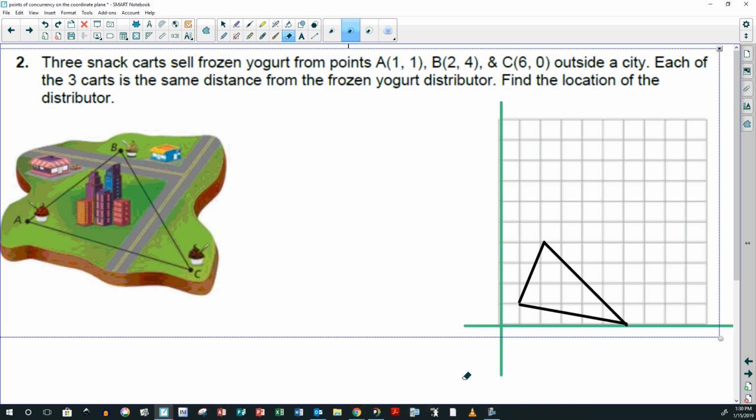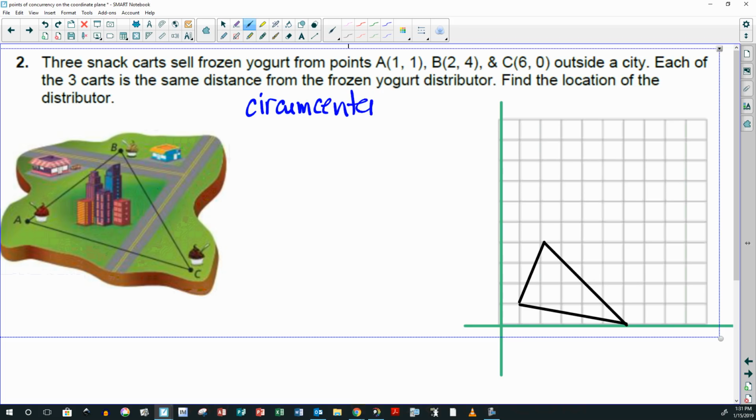All right, this one is going to take a little bit of time. So we have 3 snack carts. They sell frozen yogurt. They're at points (1, 1), (2, 4), and (6, 0) outside of a city. Each of the 3 carts is the same distance from the frozen yogurt distributor. Find the location of the distributor. Well, if I'm at each corner, no matter which corner I'm at, it's the same distance to the distributor. So that means you're looking for the circumcenter, because the circumcenter is the one that's the same distance to all the corners.